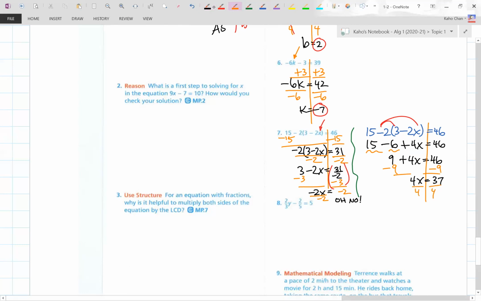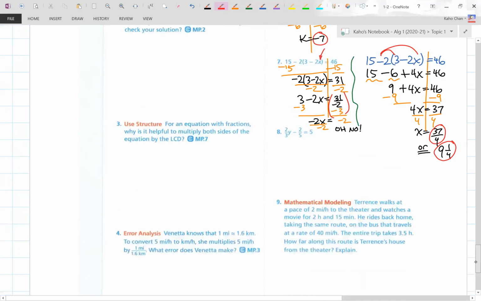This was a lot easier, wasn't it, class? 37 over 4 cannot be reduced. I don't really care, but you can leave it as an improper fraction. If you want to change it to a mixed number, that's fine too. 4 goes into 37 9 times with a remainder of 1. All right. One more example, and we'll call that a day.